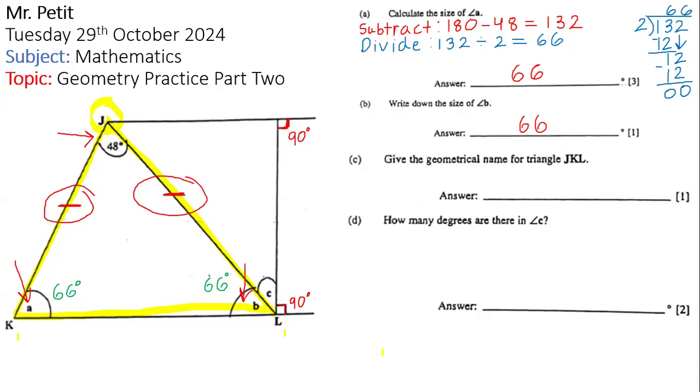All right, put inside the chat what you think it is. Do you think it is isosceles? Do you think it's scalene? Do you think it's equilateral, or do you think it's a right angle triangle? Which one is it? Isosceles, equilateral, scalene, or right angle? All right, I see the answers coming inside the chat.